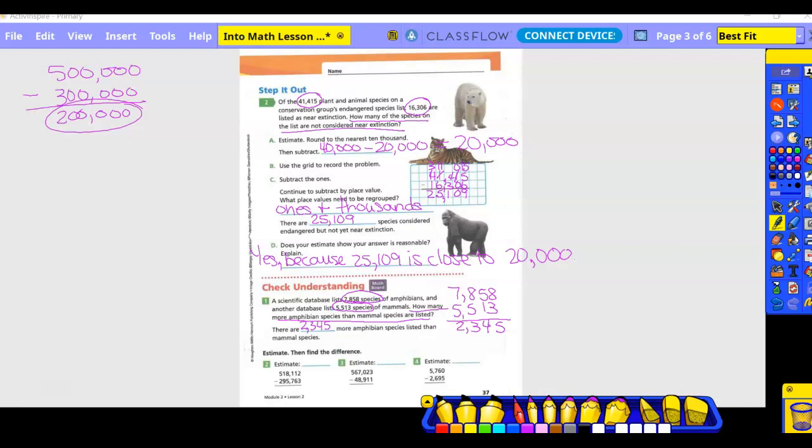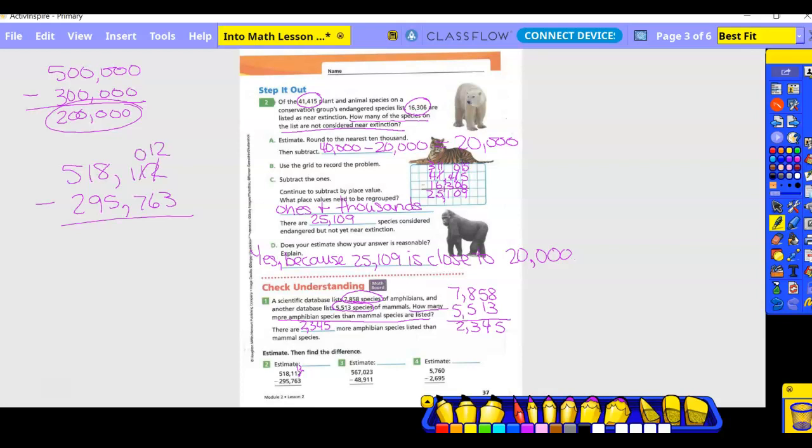Can I take 3 from 2? No. So this becomes a 12. Can I take 6 from 1? Oh, what did I forget to do? We've got 1 become a... Okay, so for me to write down there, that's kind of hard. So 518,112 minus 295,763. So we said this had to become a 12.